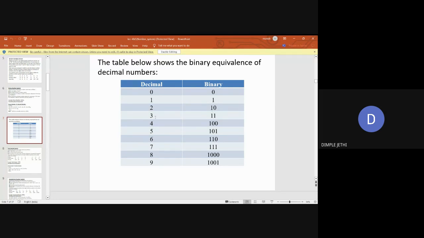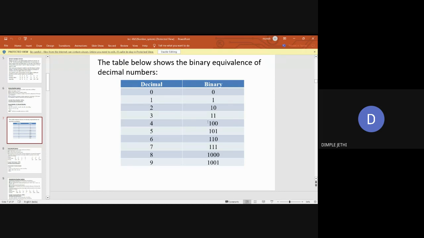How will you get 3? 2 plus 1. So 2 raised to power 0 should be 1, and 2 raised to power 1 should be 1. How do we get 5? I'm coming to that. First let me tell you how we get 4. 2 raised to power 2 will give you 4.